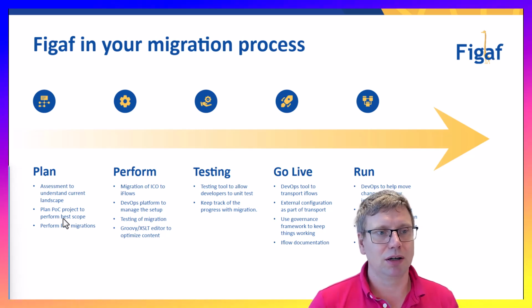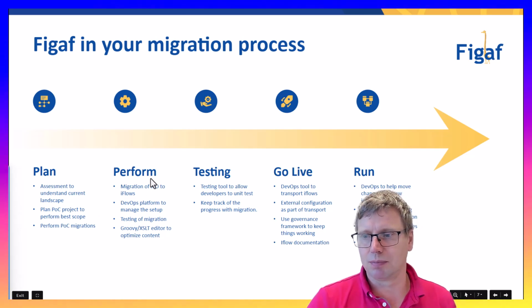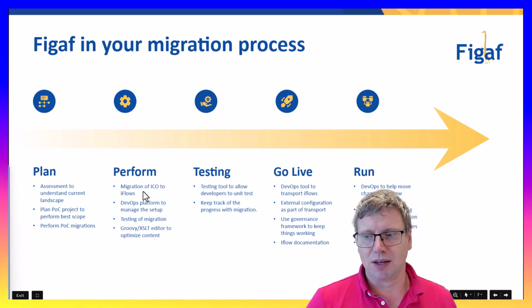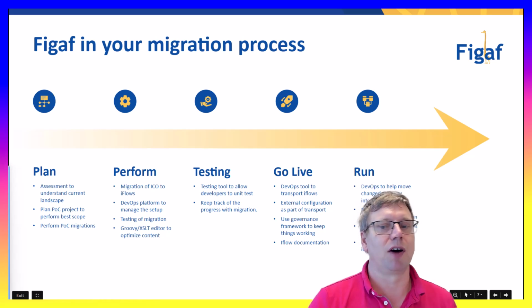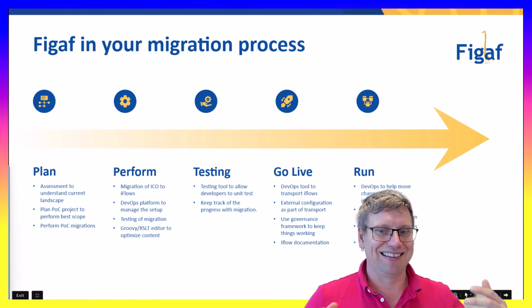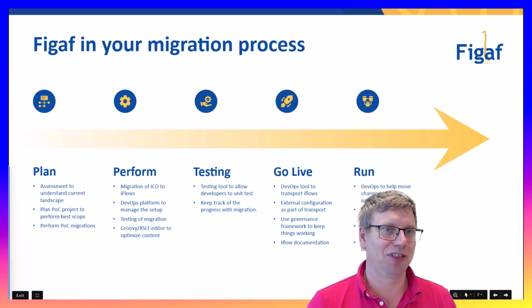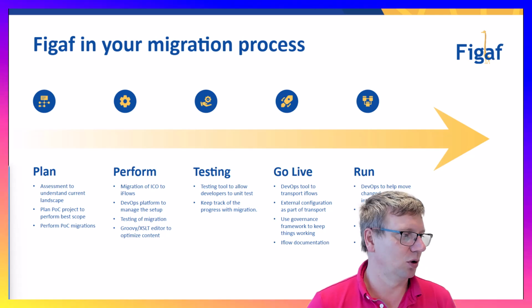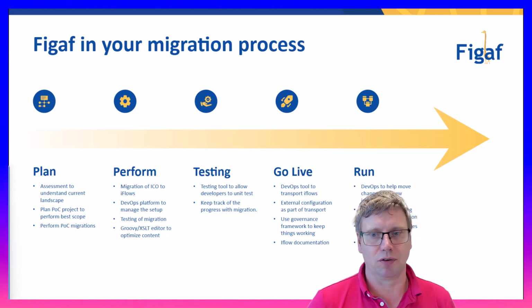When you're migrating, there's obviously the migration part, where we can take ICOs and migrate them. There's the DevOps part, and XSLT testing, all these things that simplify the journey all the way to fixing bugs in the things that you have in production. That is the scope that we wanted to cover in this.